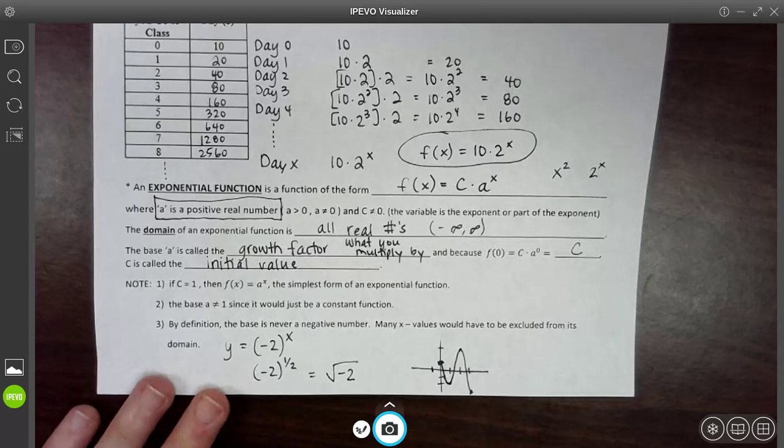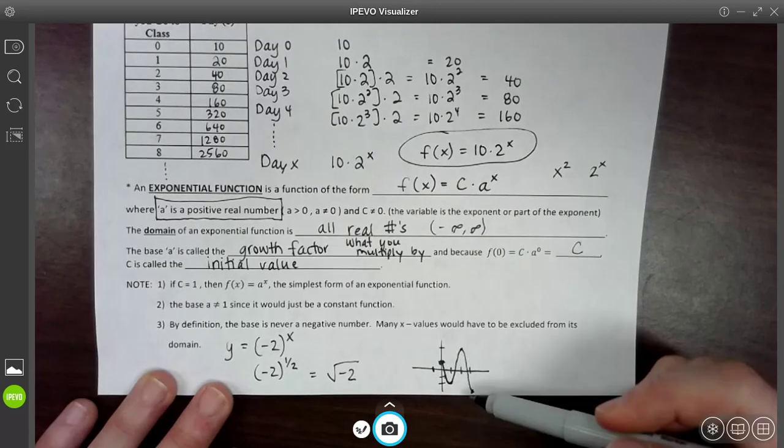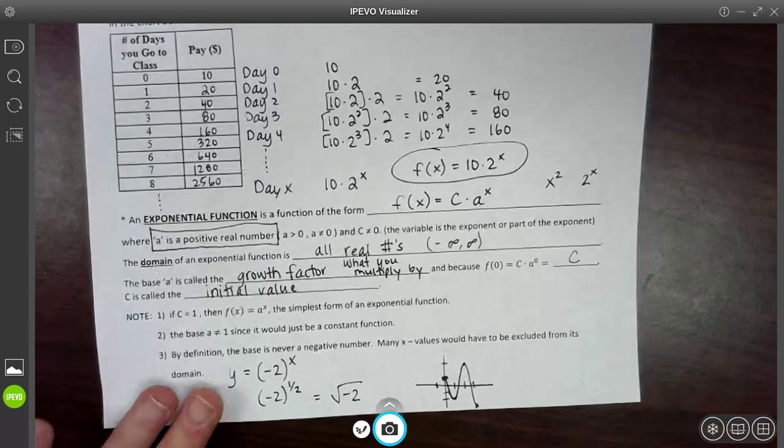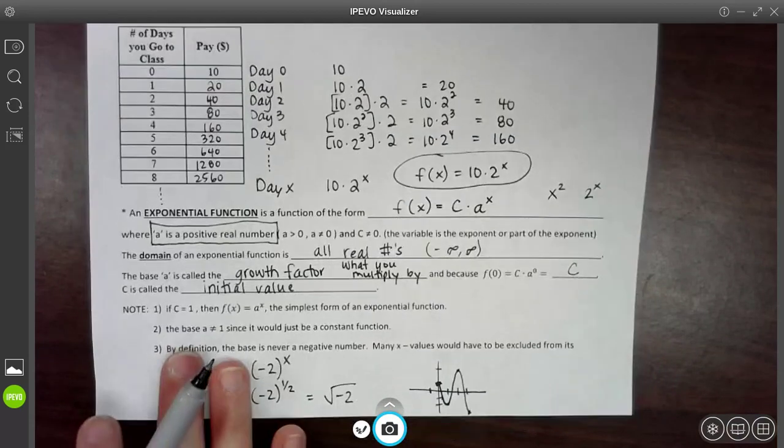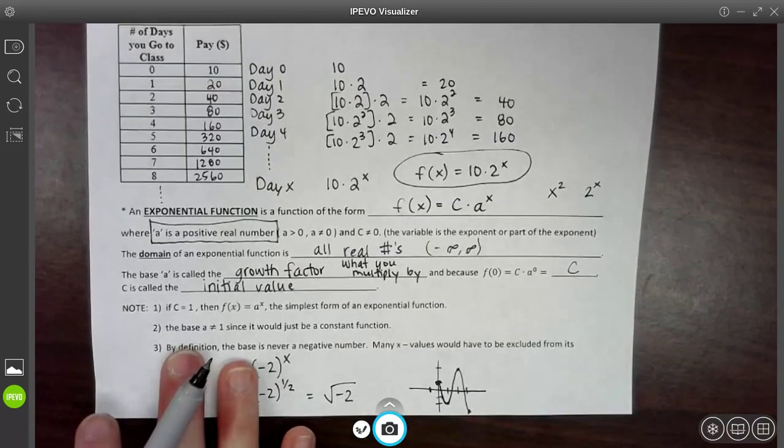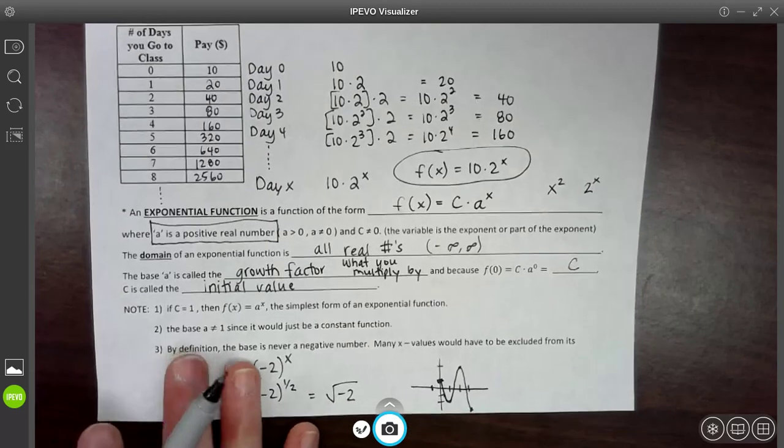If the base is negative, then you're not going to show this constant increasing in this function or this constant decreasing. It's too much back and forth between increasing and decreasing. So that's why, by definition, the base is not allowed to be negative. It doesn't show what an exponential function is designed to show. All right, so let's put it to a test then.